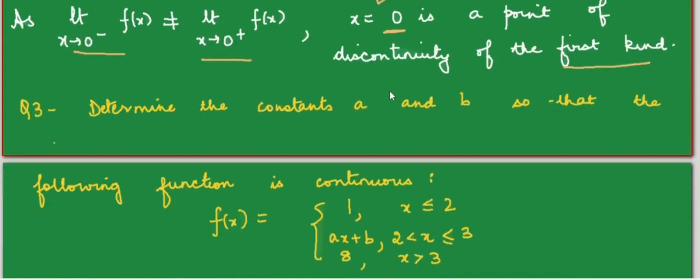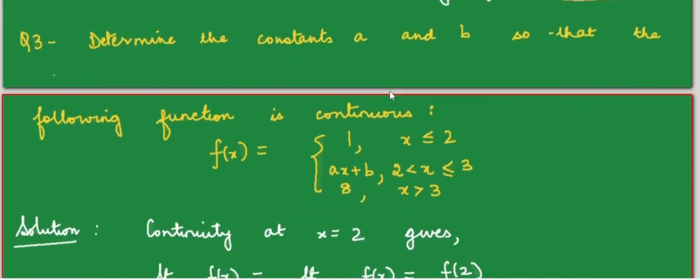The third question, which is again important, is to, sometimes a function is given and you are supposed to put restrictions of continuity on the function to determine some unknown constant.